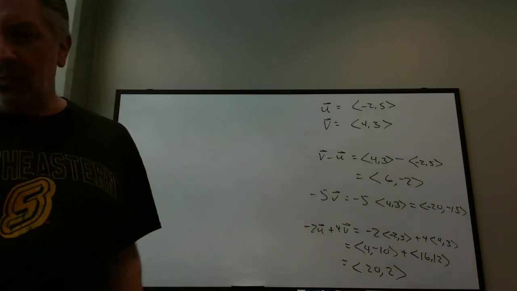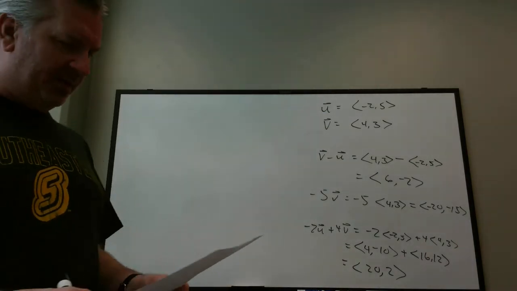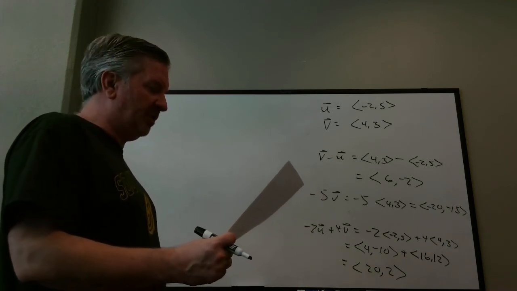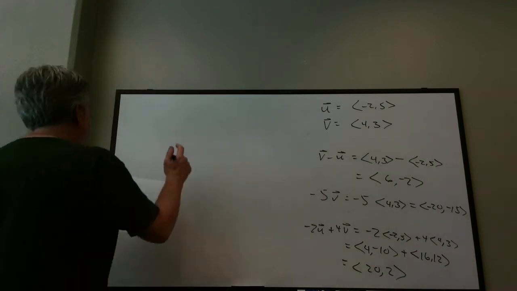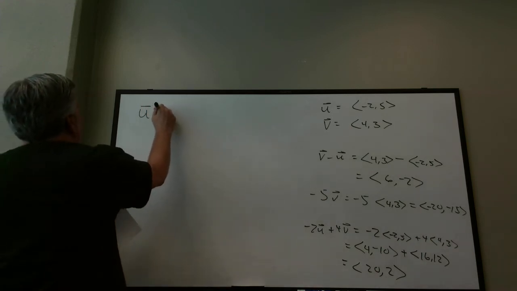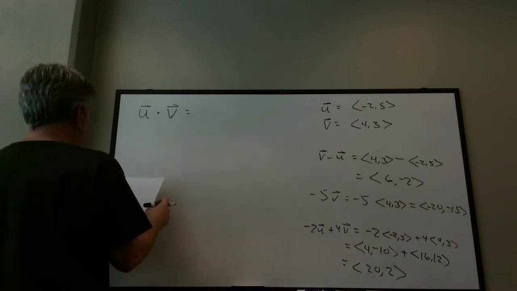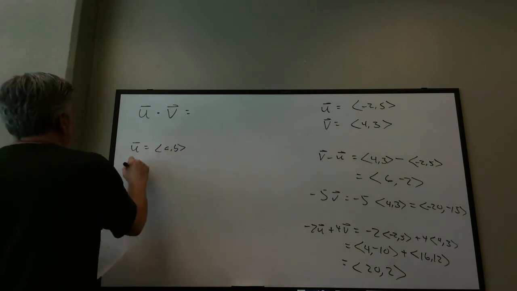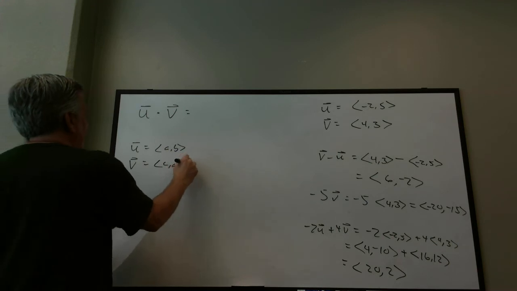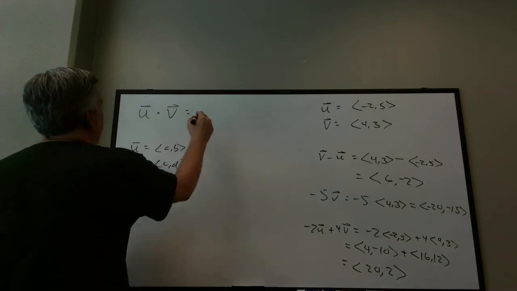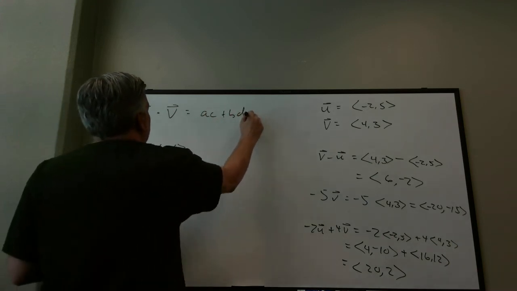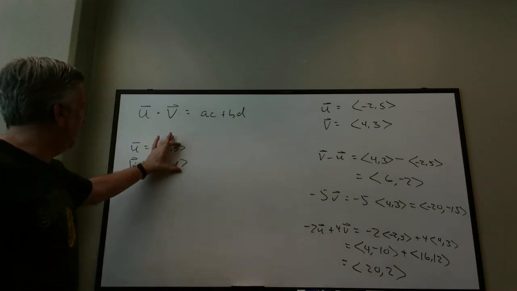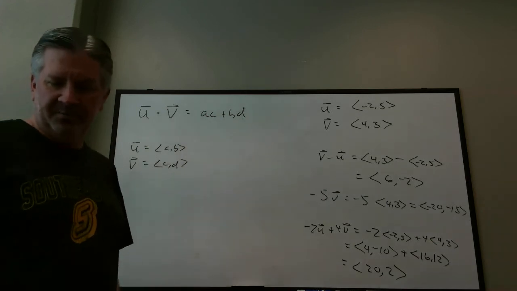Okay, so the next idea is the dot product of two vectors, u and v, is denoted by u dot v, and it's given by, okay, so if you have a vector u dot vector v, so u is the vector a, b, and v is the vector c, d, and the formula is ac plus bd. So what do you do? You multiply the first components, you multiply the second components, and you add those two together.